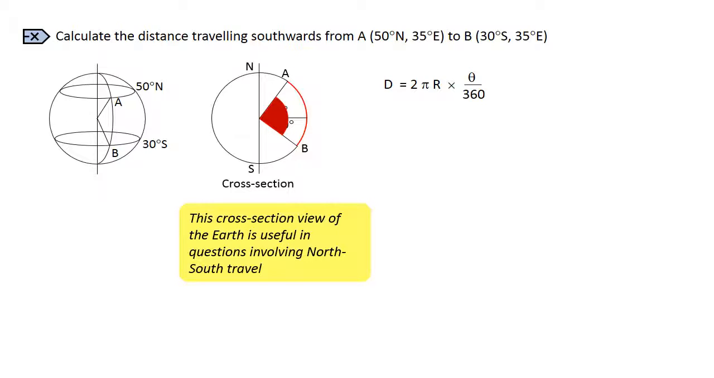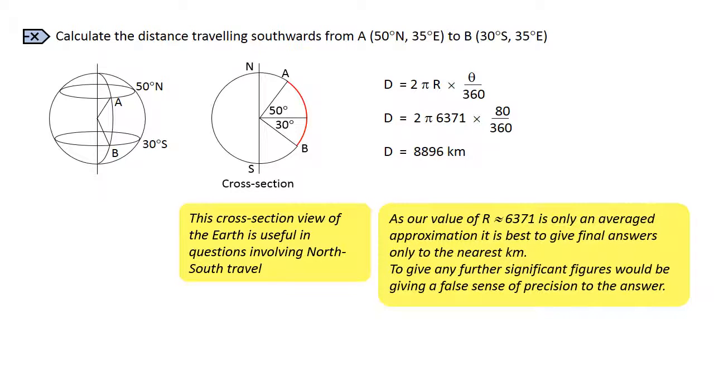In this case, theta is found by adding together the latitudes north and south of the equator, so it will equal 80 degrees. R is the radius of the Earth, 6,371 kilometres. Once you've substituted the numbers into the formula, it's a simple matter to calculate the distance in kilometres. It's valuable to realise that as our value for the radius of the Earth is only an approximate, it's best to give final answers only to the nearest kilometre.